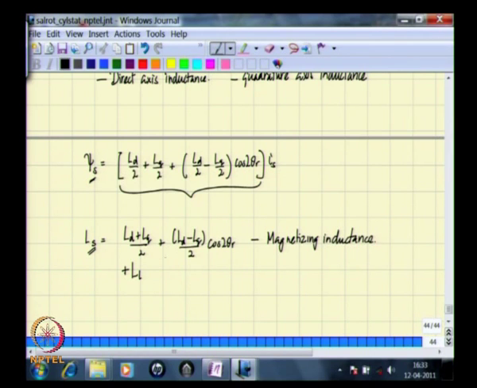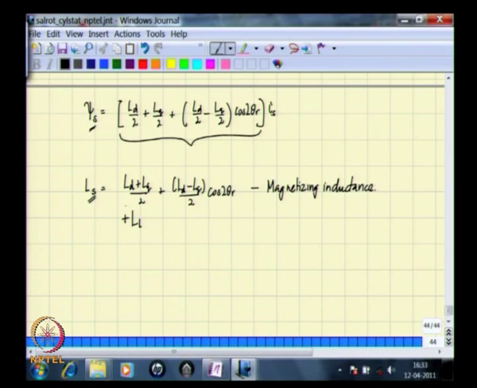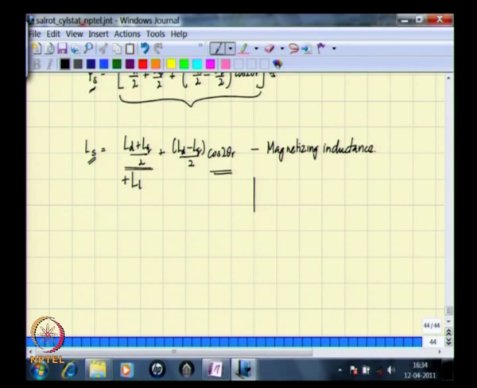Now, note again that the form of the inductance has one term which is constant, which does not change, and another term which varies as cos of 2 times theta r, which means that over an angle 0 to 360 degrees, if we now plot this inductance with respect to theta r, let us say that this is 180 degrees and that is 360 degrees and 0 degrees. This curve would then look like this: cos 2 theta r variation happens over and above a DC value, which is leakage inductance plus this Ld plus Lq by 2.